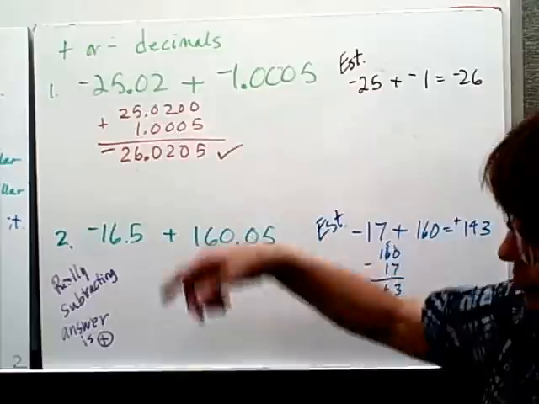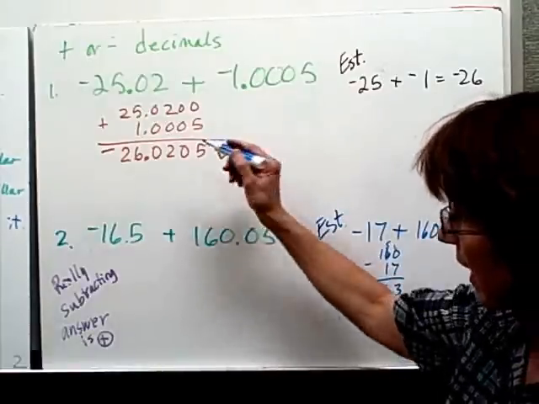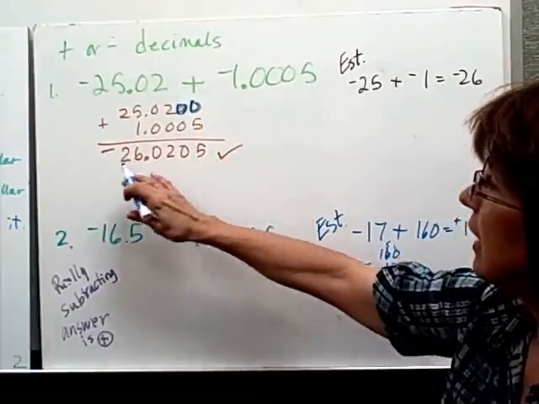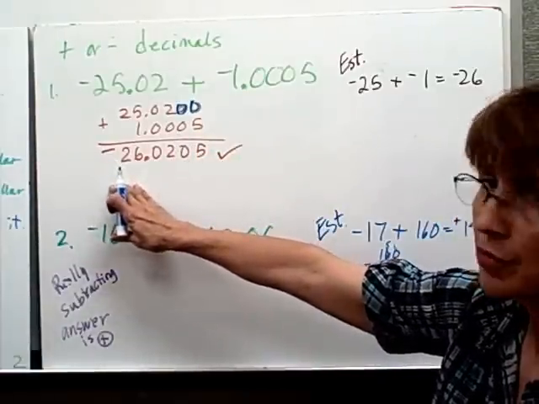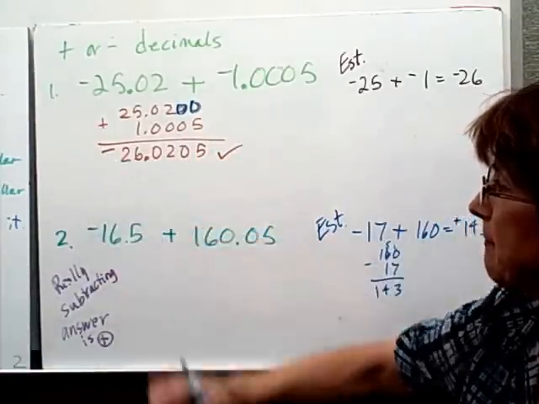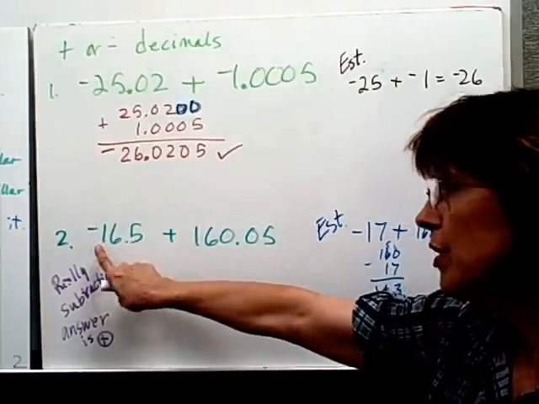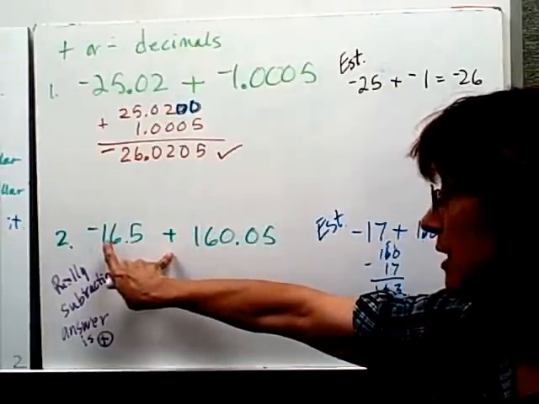And when you line up the decimals, here I had to put a couple of extra zeros just to line them up, and then I got that number. And it was a negative because both signs are negative. Okay. This one now I have to really subtract, because one's negative and one's not.